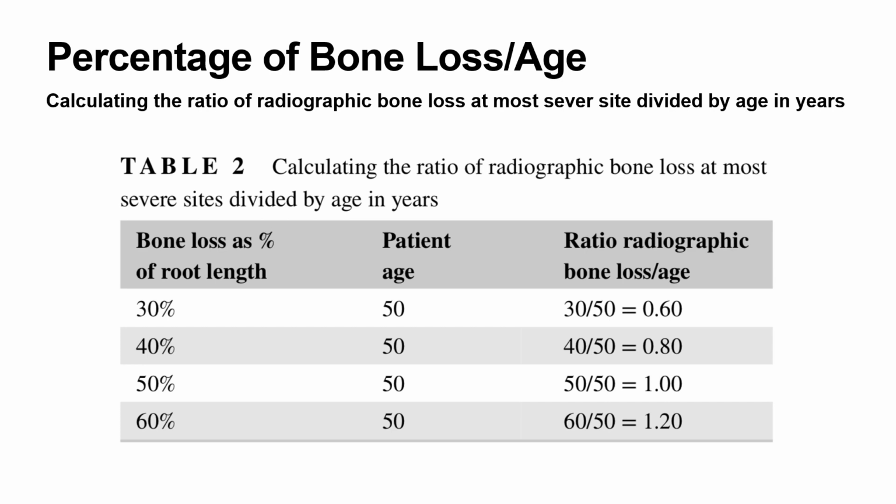And then we divide the radiographic bone loss percentage by the patient age, right? So if we have, for instance, 30% bone loss and the patient is 50, so 30 by 50 is 0.6. If we have 40% bone loss and the patient is 50, so 40 by 50 is 0.8. If we have 60% and the patient is 50, so 60 by 50 is 1.2.